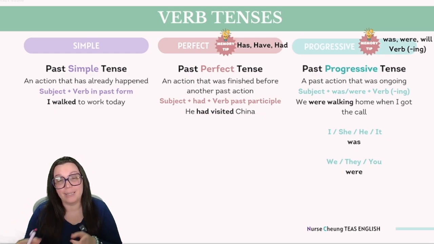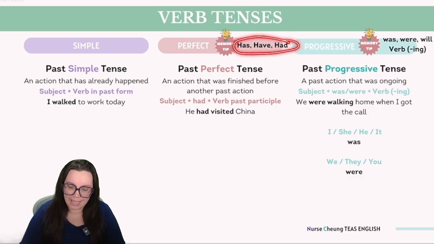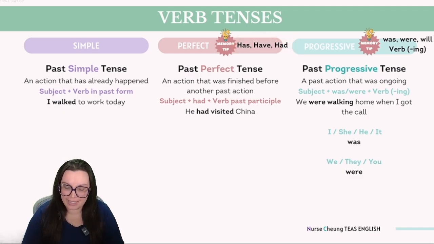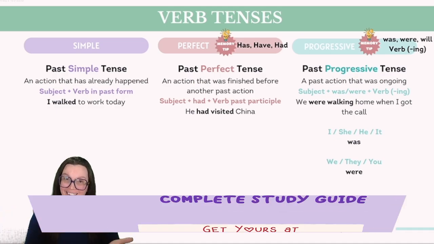A big key memory tip when it comes to perfect tense verbs is you're always going to see the word has, have, and had when you're reading the sentences. If you can identify one of these three words in the sentence and the question is asking about perfect tense, then you're automatically going to be ahead of the game.